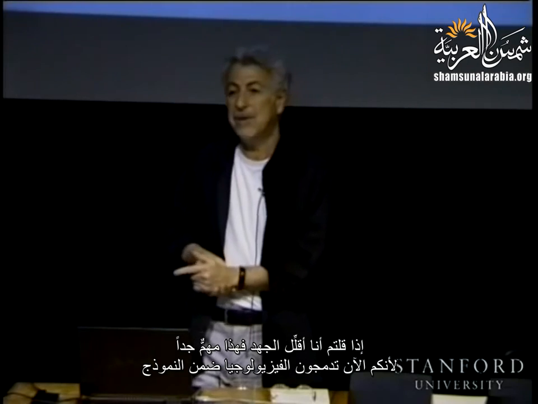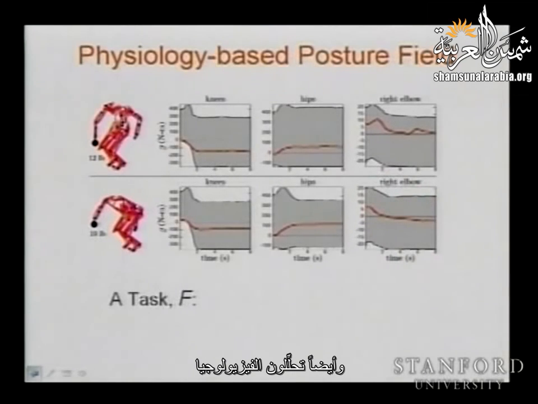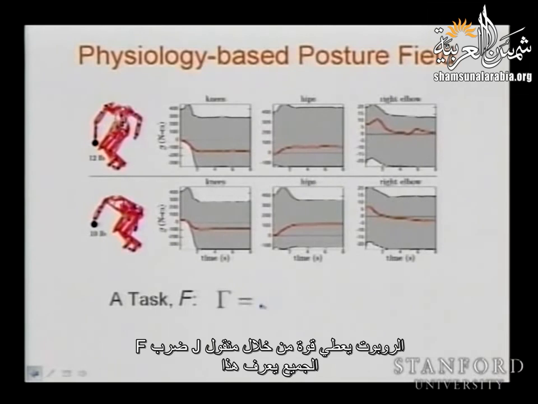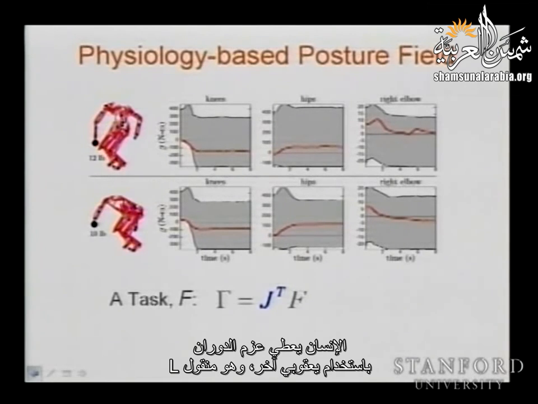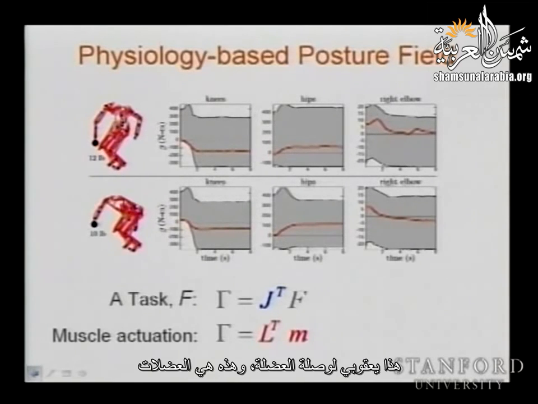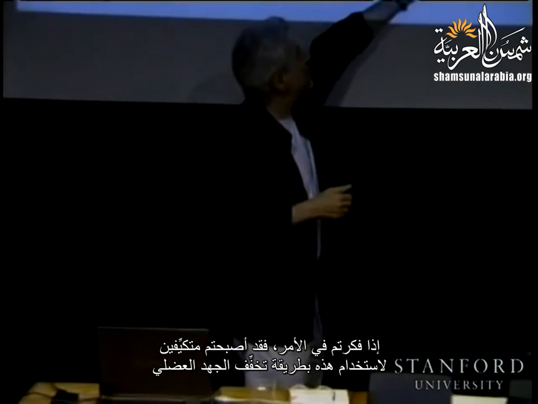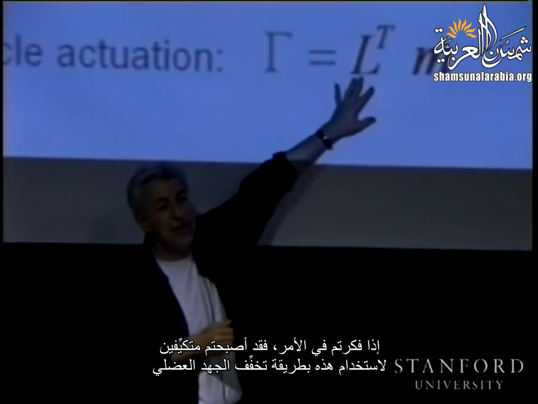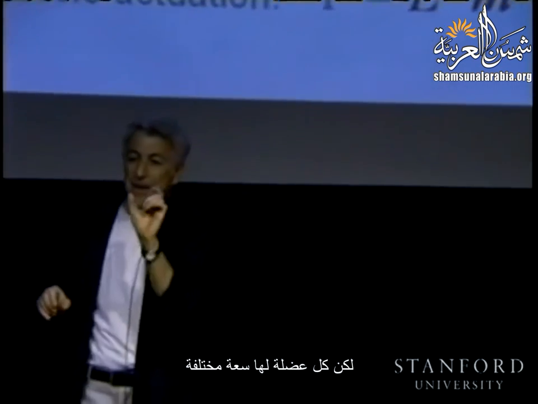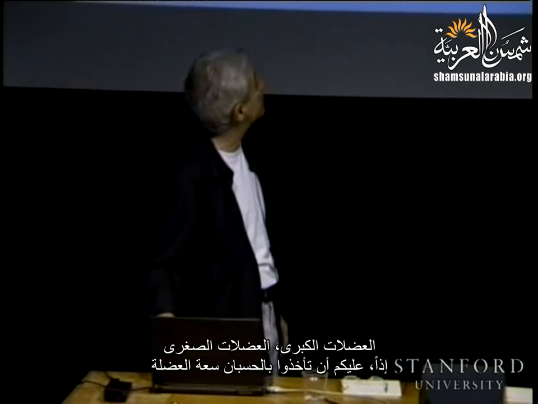And if you say I'm minimizing the effort, it's very important, because now you bring the physiology in the model and you start analyzing the physiology and you look at it. So a robot produces a force by applying a torque, J transpose F. All of you now know this, right? A human produces the torque using another Jacobian, L transpose. This is the muscle attachment Jacobian. And these are the muscles. Now, if you think about it, you are really tuned to use this in a way to minimize your muscular effort. But every muscle has a different capacity, bigger muscles, smaller muscles. So you need to account for the capacity of the muscle.